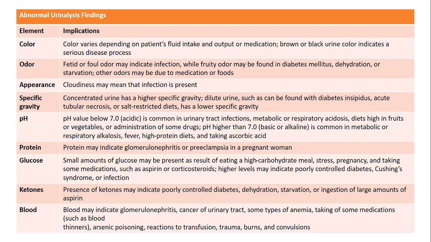Blood may indicate glomerulonephritis, cancer of the urinary tract, some types of anemia, some medications such as blood thinners, arsenic poisoning, transfusion reaction, trauma, burns, and convulsions.